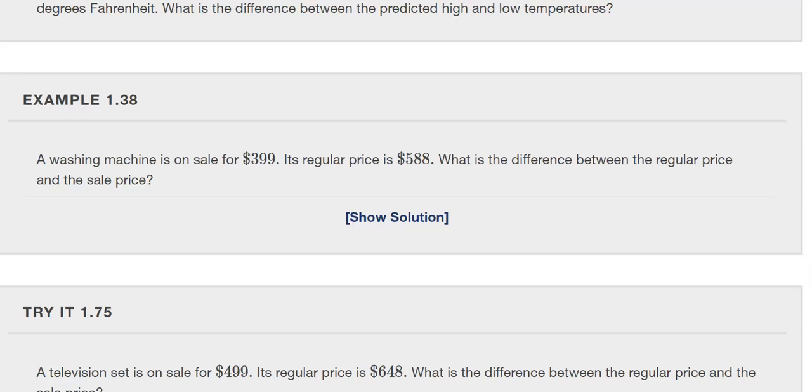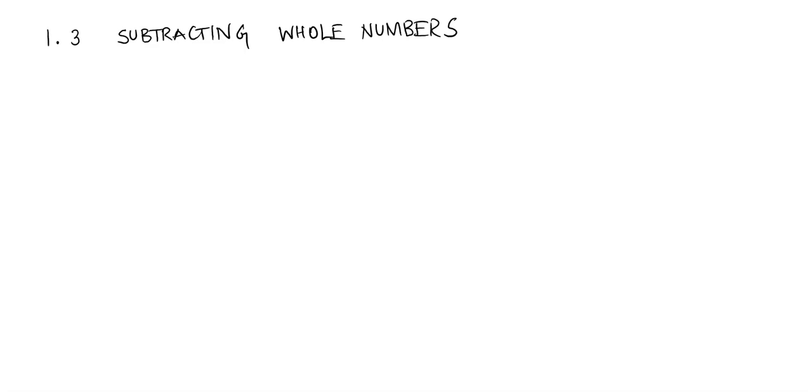Now let's take a look at this word problem here, example 1.38. A washing machine is on sale for $399. Its regular price is $588. What is the difference between the regular price and the sale price? This sounds pretty simple. So let me write that information out here. So I just clear all the clutter and just write what I see in the problem as being able to translate to a math expression.